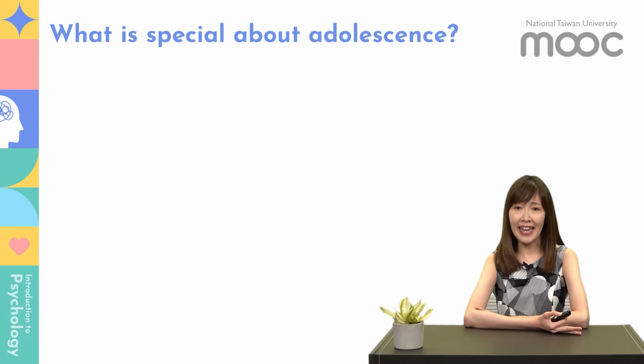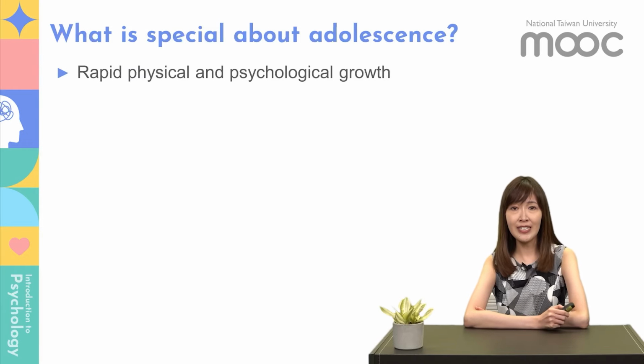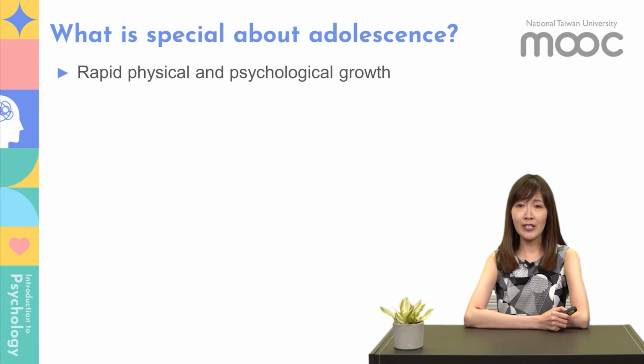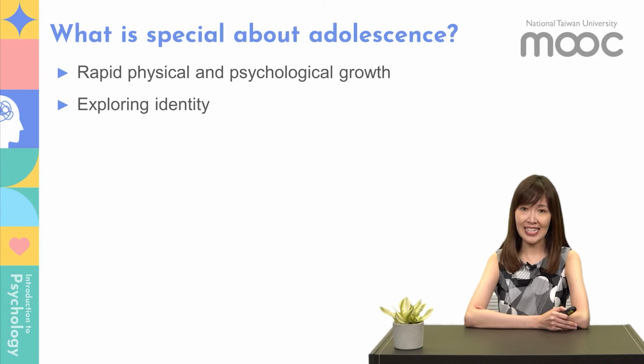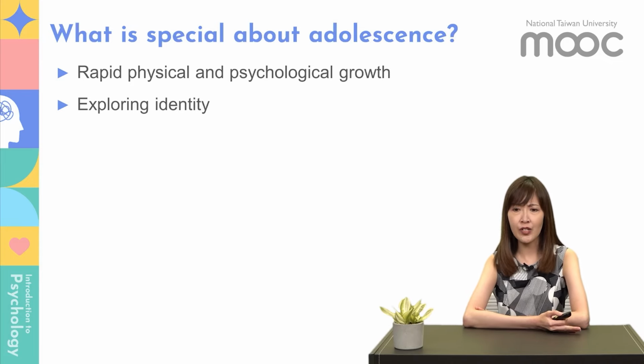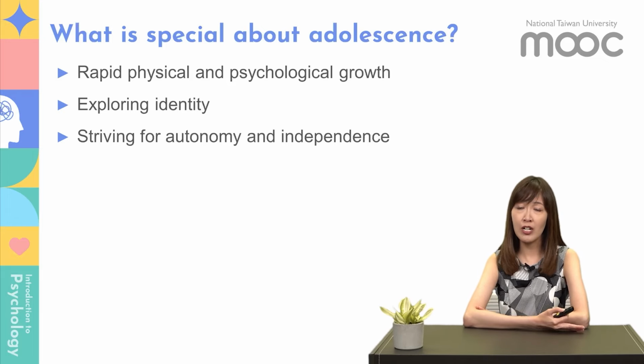But what is special about adolescence? Well, there are a lot of things going on during this life stage. First, there are a lot of changes. We know there are rapid physical changes, and there are also physiological changes and also social psychological changes during this time. And it's a time for adolescents to explore their identities. According to Erikson, the psychosocial crisis for adolescents is identity versus role confusion. They're trying to figure out who they are and what they want to do in the future. And at the same time, they strive for autonomy and independence. They want to know if they can make their own decisions.